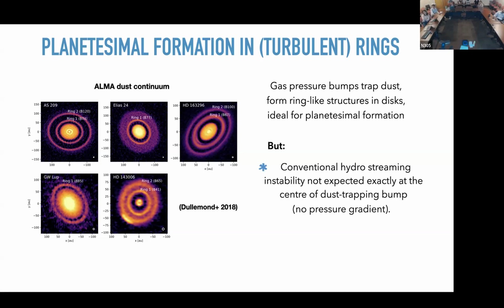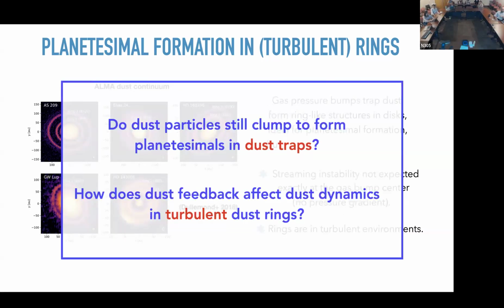But there are still problems. First is that the conventional hydro streaming instability is not expected to happen exactly at the center of the bump, because as I told you before, streaming instability requires a pressure gradient to form, but exactly at the center of the bump, there's no pressure gradient. So things can be complicated there. And again, rings are supposed to be turbulent environments, so we also need to take that into account.